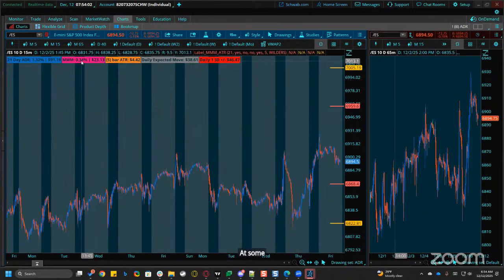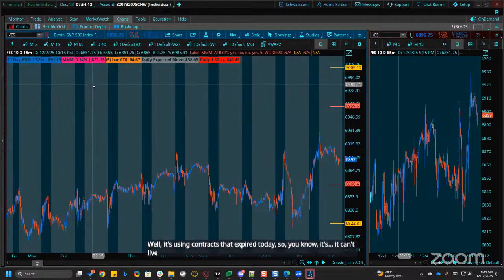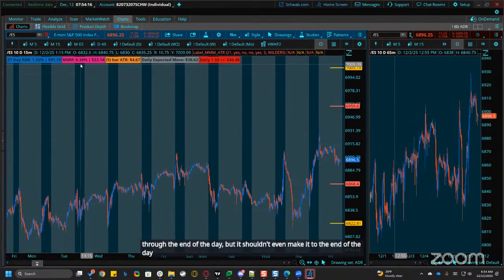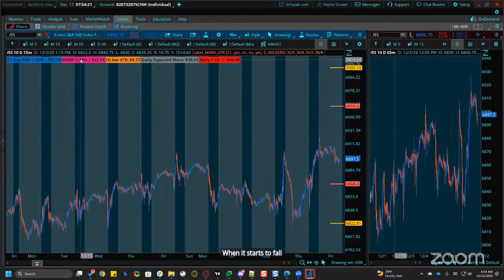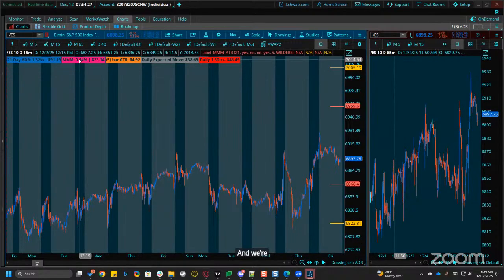At some point, it is going to start to decrease and it will be gone by the end of the day because, well, it's using contracts that expire today. So, it can't live through the end of the day, but it shouldn't even make it to the end of the day. It should start to decay at some point. And when it starts to fall, we know that we've passed the horizon. Whatever the event was is now behind us, and we're going to expect it to disappear.